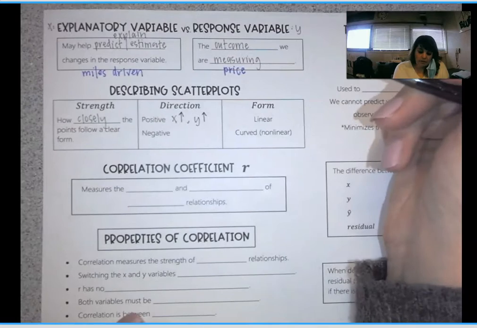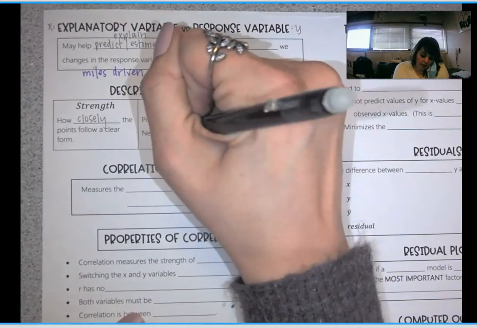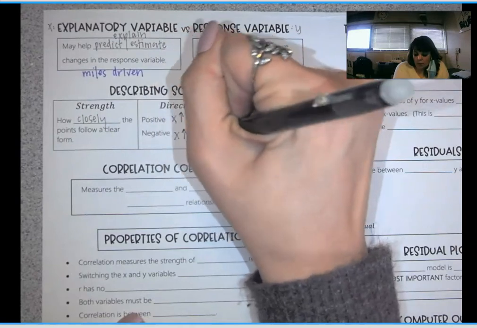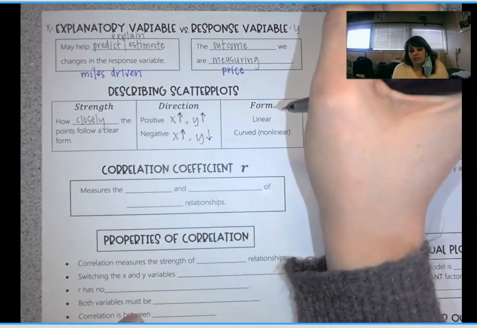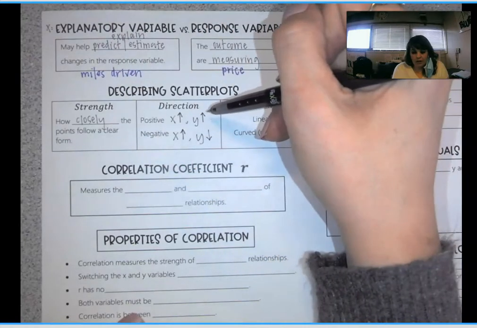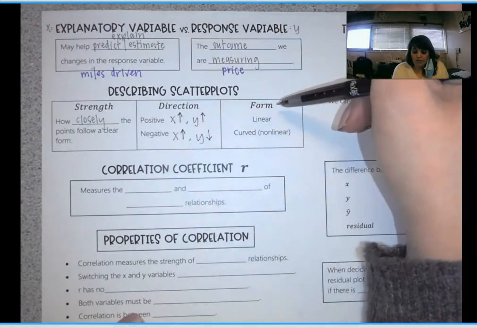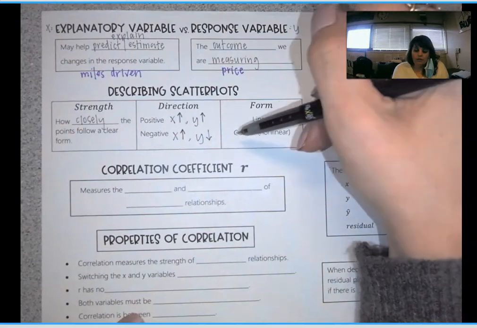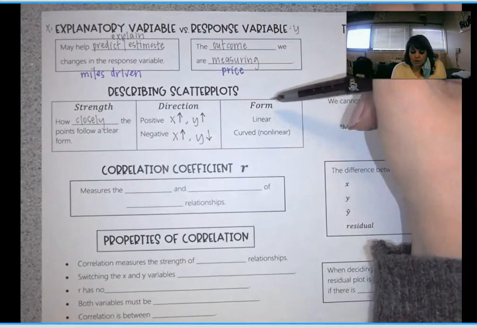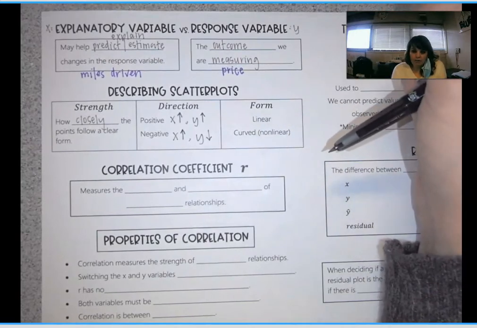A negative relationship, we start out the same way. X is increasing, but in this case, y is decreasing. So we have the strength, the direction, then we have the form. Is it linear? Is it curved? Is it nonlinear? Is it a random scatter? So form is kind of like shape.